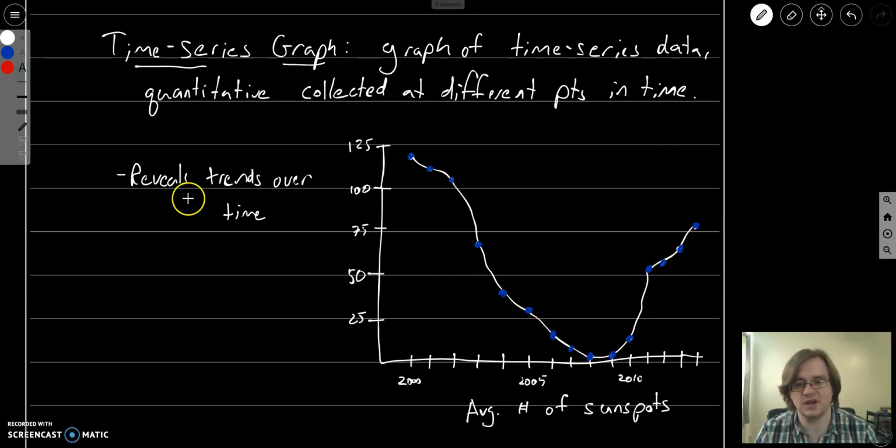This helps you see trends over time. This doesn't have to be year by year. A time series graph could be anything from month to month, day by day, minute by minute. So there's lots of different uses for this. But the main reason that you would do this is if something is changing over time and we want to see how it changes over time. This is going to be one of the most useful types of graphs.